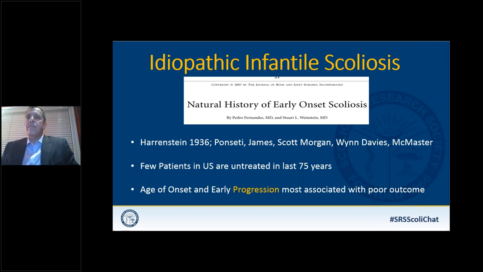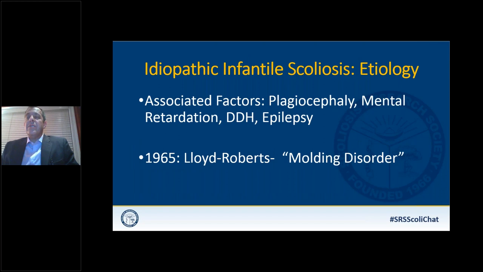In the infantile idiopathic scoliosis population, common associated factors include plagiocephaly, mental retardation, developmental dysplasia of the hip, and epilepsy. And looking at that group of comorbidities, it makes it a bit difficult to truly categorize these kids as idiopathic. Many of them, in fact, probably have some other etiology of their scoliosis, and we still haven't been able to properly classify these kids.